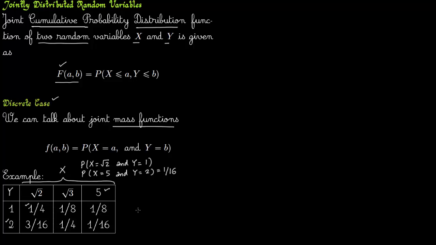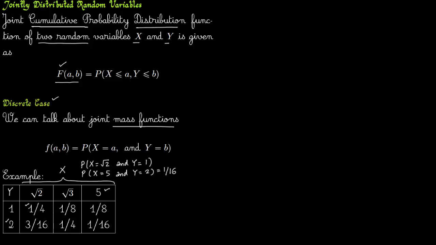So we could take any of these values and write them as the probability that x is equal to a and y is equal to b. Now this is a mass function because if you add all these values, 1 by 4, 1 by 8, 1 by 8, 3 by 16, 1 by 4, 1 by 16, you will get 1. So this is a joint mass function of two random variables x and y.